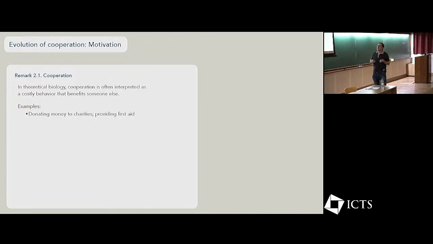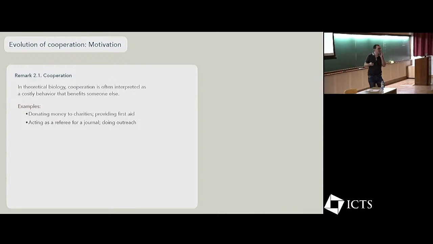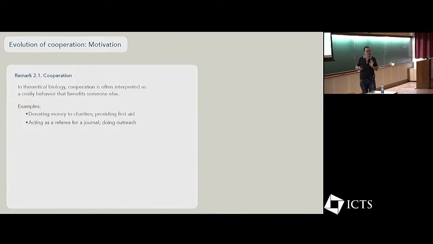One example is I donate money to charities or I provide first aid. Another example that most of you might be familiar with is acting as a referee for a journal or doing outreach, things that perhaps you might not want to do, but still you realize it's the right thing to do and therefore you do it. Another important example is organizing a scientific meeting, say one on decisions, games, and evolution. That's obviously quite a lot of work, and it should count as cooperation. Thanks to those who feel that I talked about them.